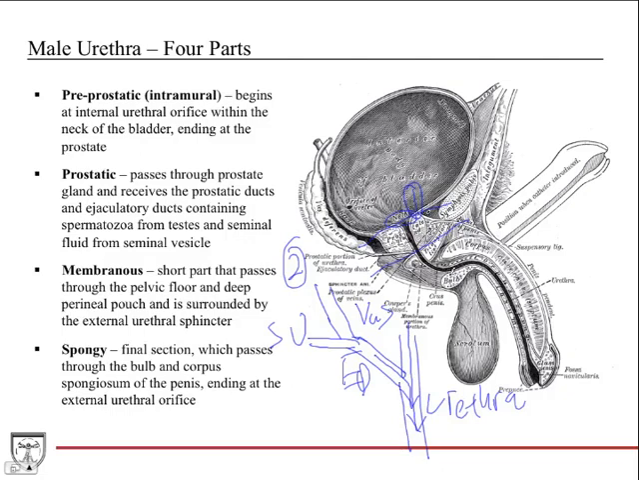The membranous portion is a shorter part that passes through the pelvic floor. So this is the third part here, traveling through the urogenital diaphragm. It's surrounded by the external urethral sphincter, and it's within the deep perineal pouch. Now, the last part is the spongy part, so part 4. It passes through the bulb and the corpus spongiosum of the penis, and it ends at the external urethral orifice, which is right here.